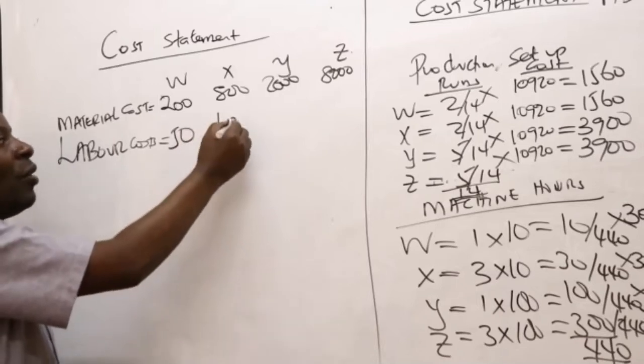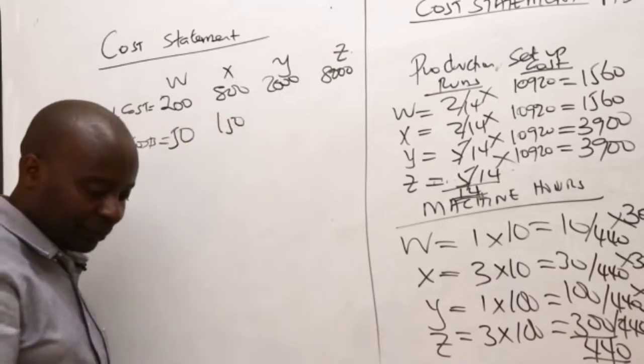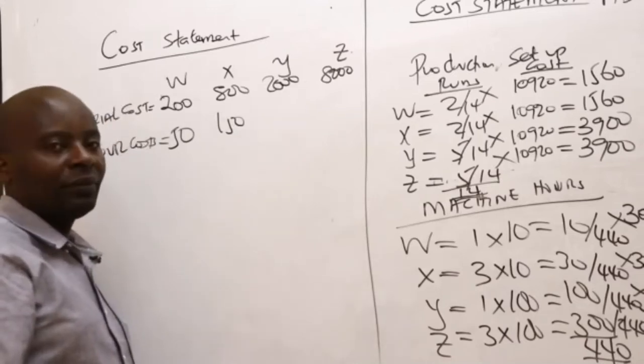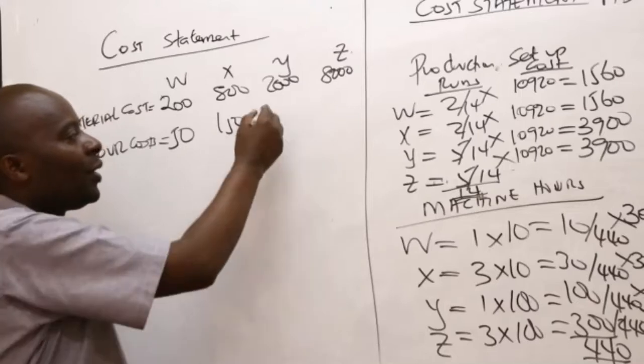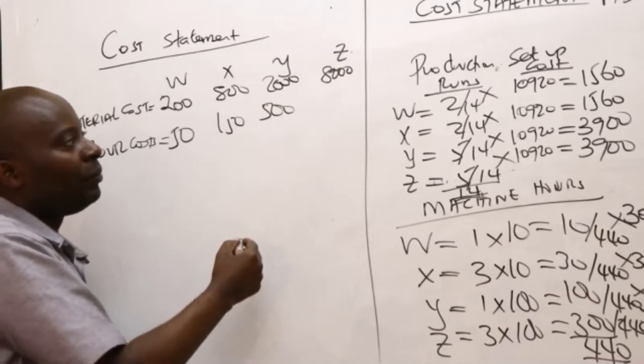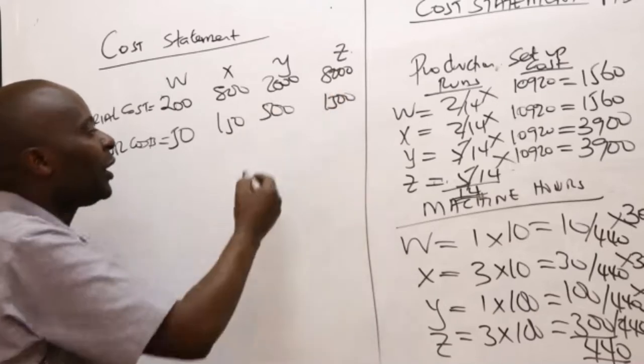150. Why? 500. 500. Z. 1,500. 1,500. Thank you very much.